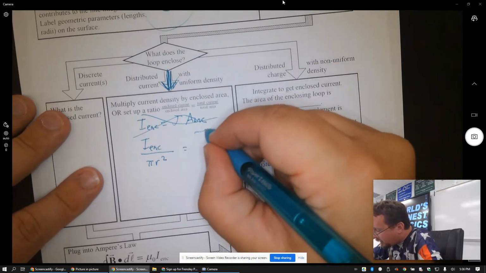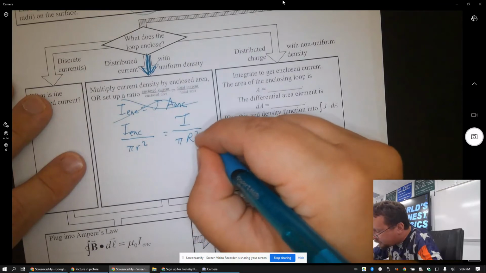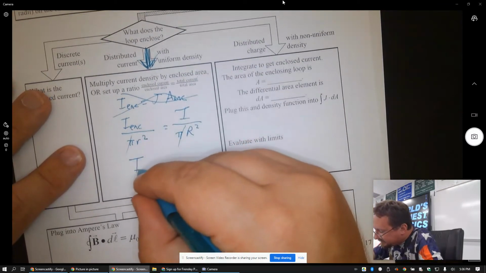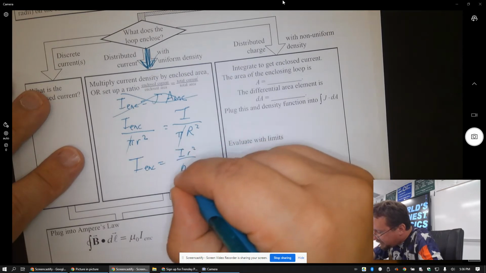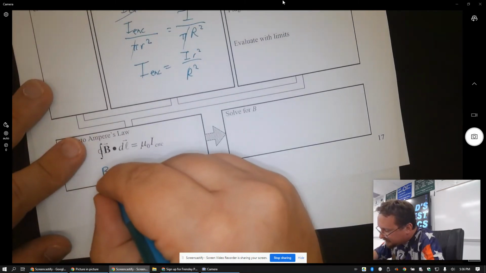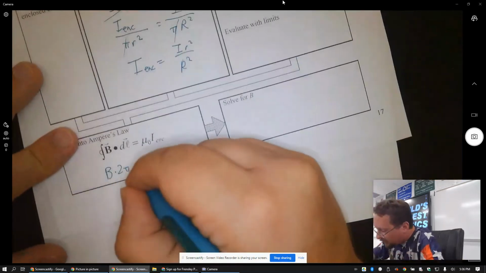Now, the total current, I, is the whole thing over the total area, pi big R squared, and then you get I enclosed equals I little r squared over big R squared. Okay, so B times 2 pi lowercase r.